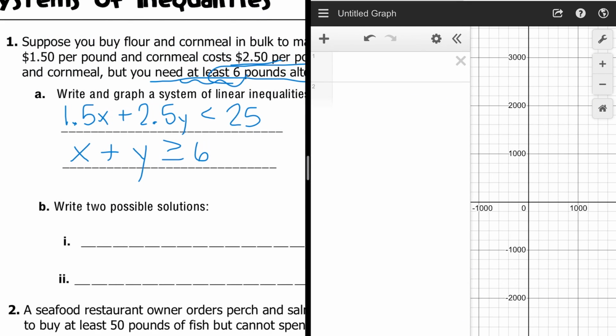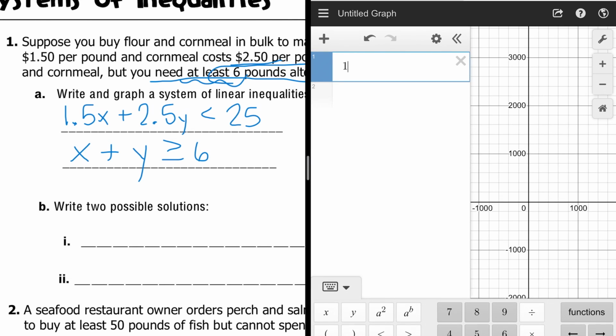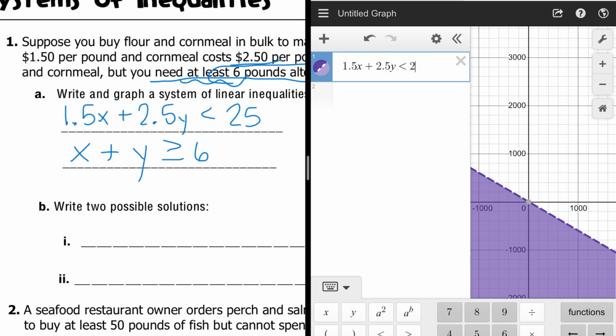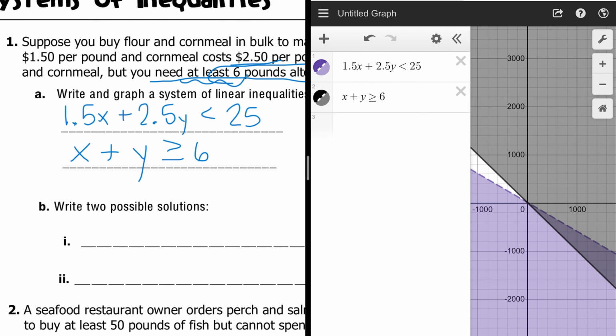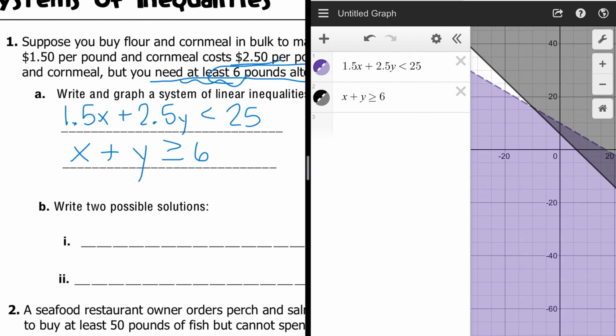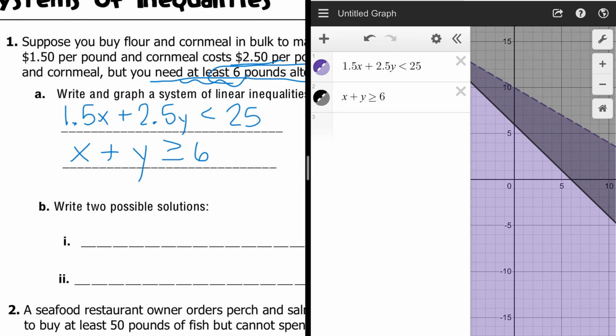All right, now that I have my equations, all I have to do is graph them and see what's on the graph. So I'm going to type in 1.5x plus 2.5y is less than 25. There's my first inequality, okay? Leave that one on the screen and then type the second one. X plus y is greater than or equal to 6. Now, my numbers are ginormous. Let's zoom in to the intersection point so we can see actual numbers, all right?